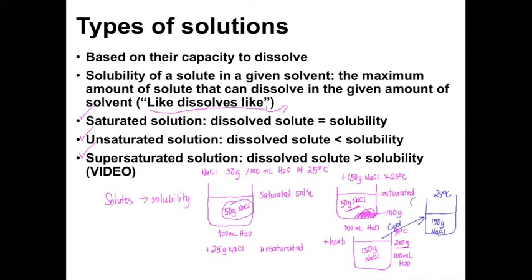Okay, so supersaturated solutions are very unstable. If you just shake it a little bit, you agitate it, the excess 100 grams of sodium chloride will start to crystallize. So you will see solids forming in your solution. You definitely should watch the video that I will link, so that you will see how that happens.